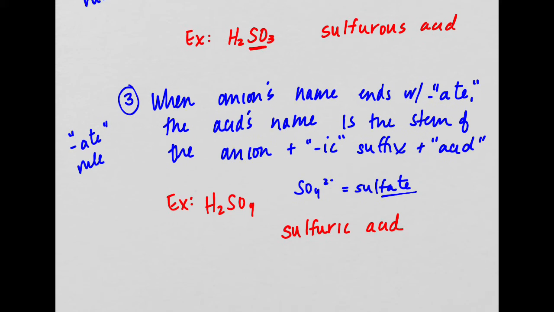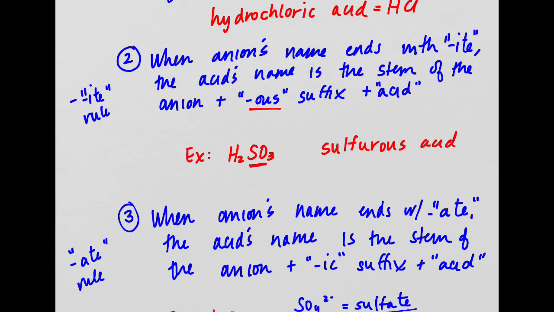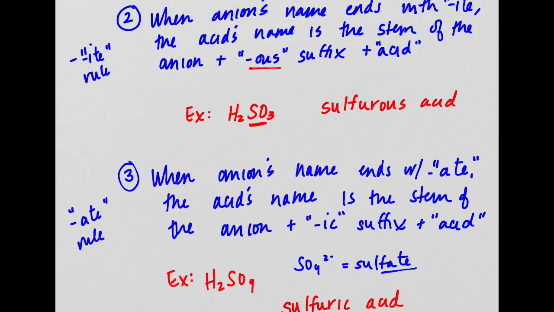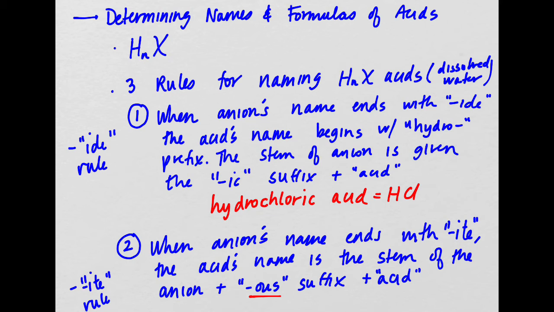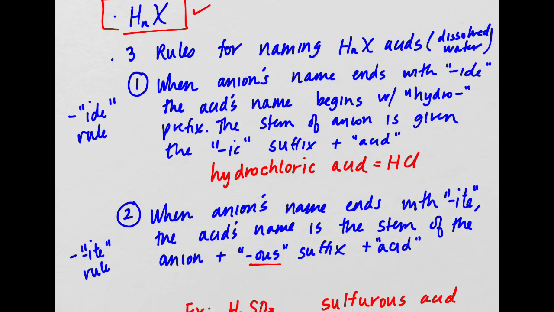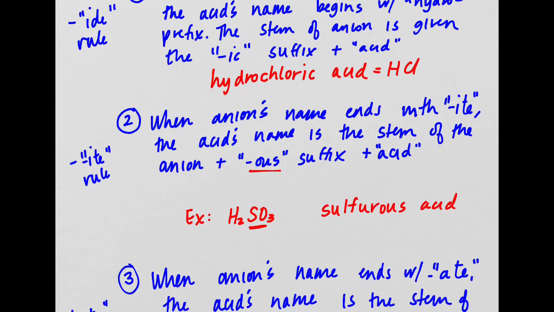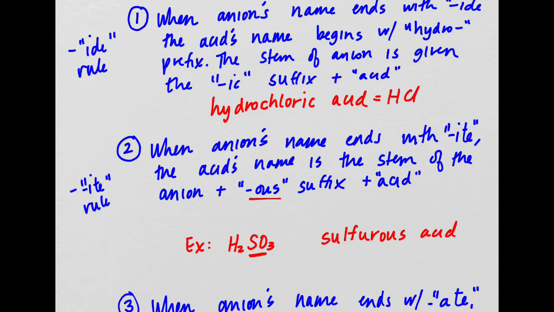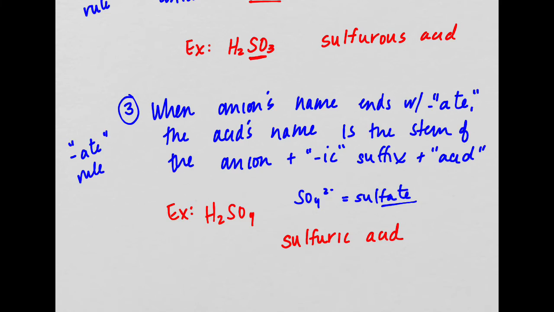All right, so those are the 3 rules. We have the ide rule, the ite rule, and the ate rule. In order to name an acid, first you have to verify that this is an acid: does it have hydrogen ions attached to it in order to neutralize that compound? If yes, then it is an acid, and then we have to look at the ending of the anion's name, and that is how we know how we're going to name the acid. So let's look at several examples here.